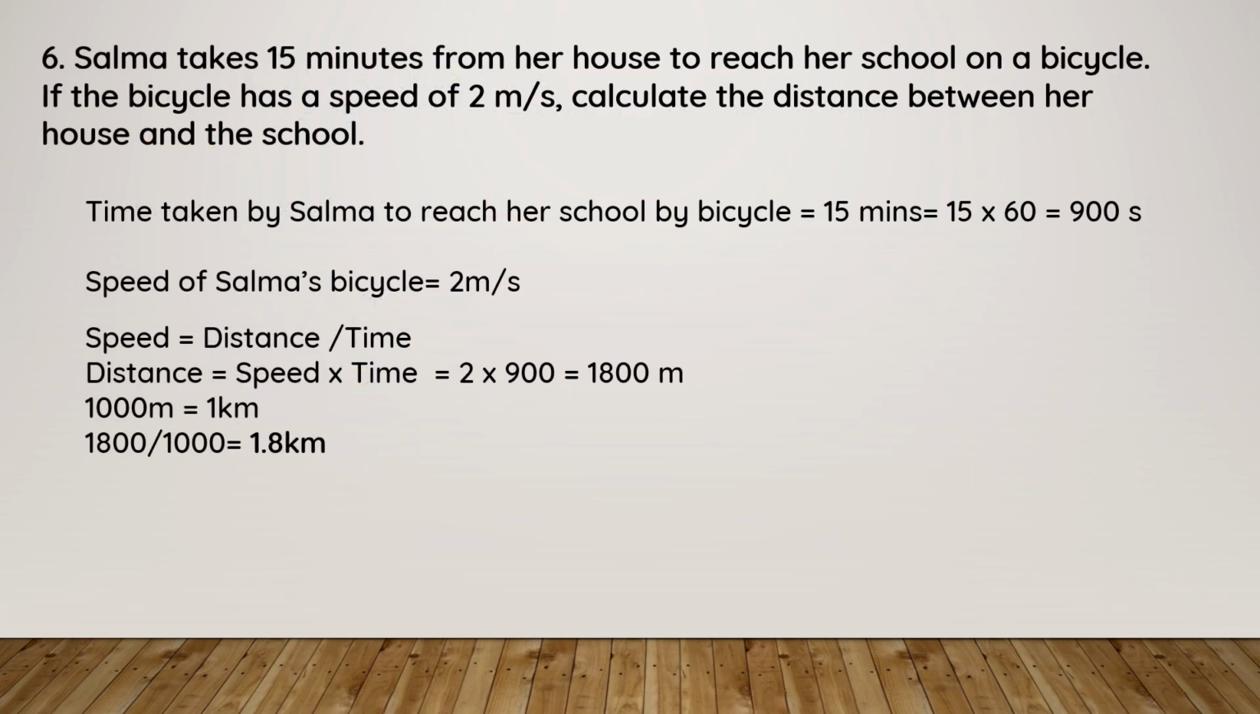Sixth question. Salma takes 15 minutes from her house to reach her school on a bicycle. Okay, from house to school she takes 15 minutes. If the bicycle has a speed of 2 meter per second, calculate the distance between her house and the school. So here we want to find the distance. So how we will find the distance using that triangle?